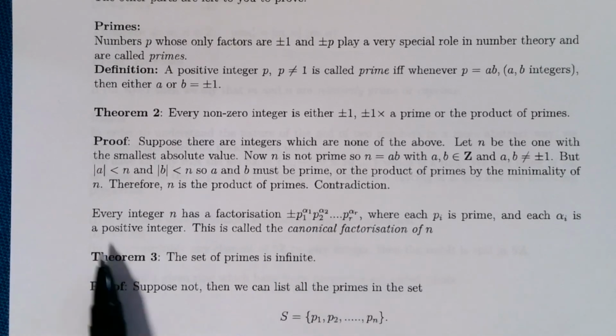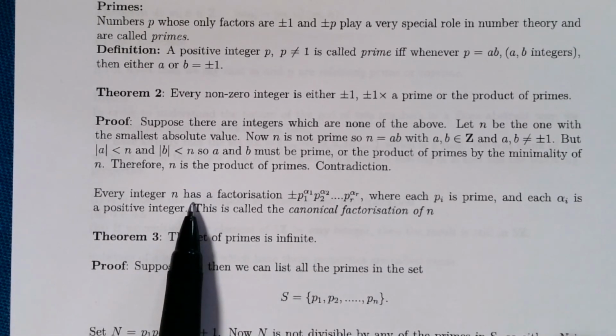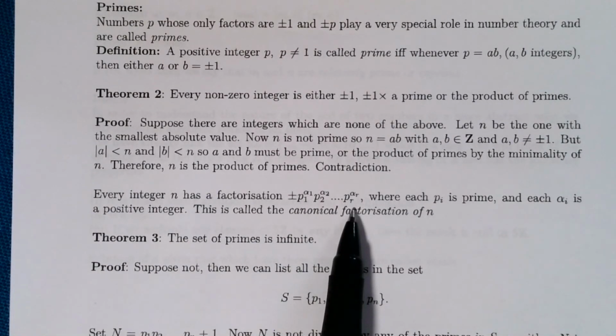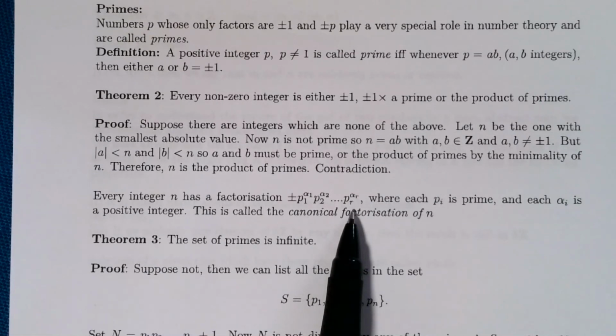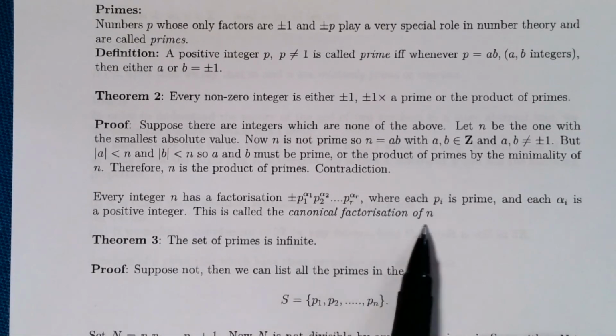So finally, we can state that every integer n has a unique factorisation, plus or minus p1 to the alpha 1 up to pr to the alpha r, where each pi is prime and each alpha i is a positive integer, and this is called the canonical factorisation of n.